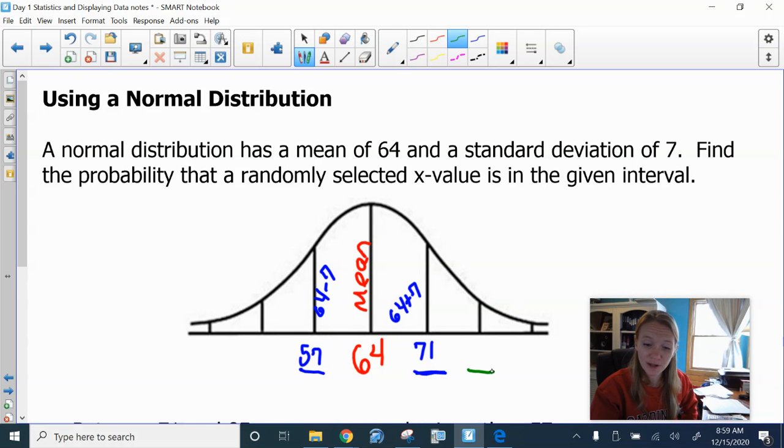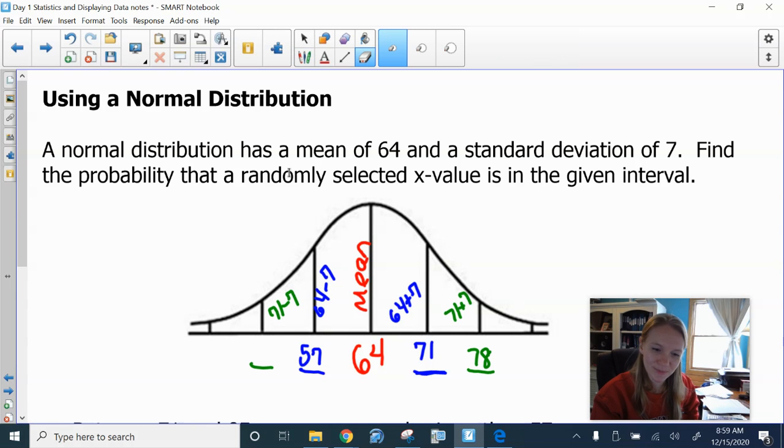If we wanted to know 2 standard deviations, then we would just add 7 again. So I could just do 71 plus 7. So that would put me at 78. If I wanted 2 standard deviations to the left, oops, not 71, I would do 57 minus 7. I would just subtract twice. So that would put me at 50.